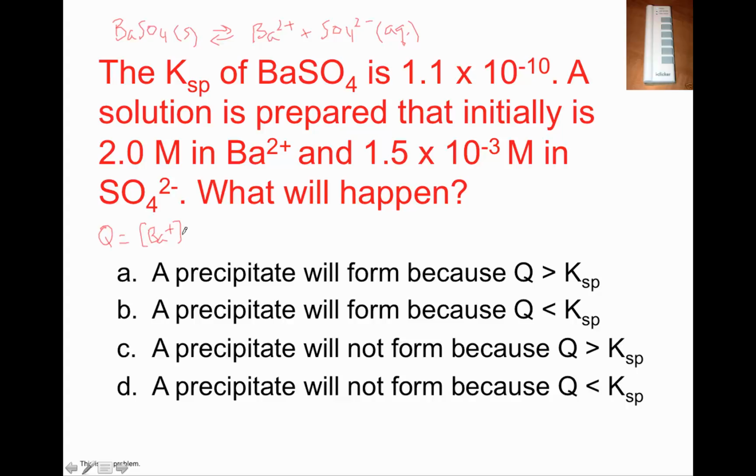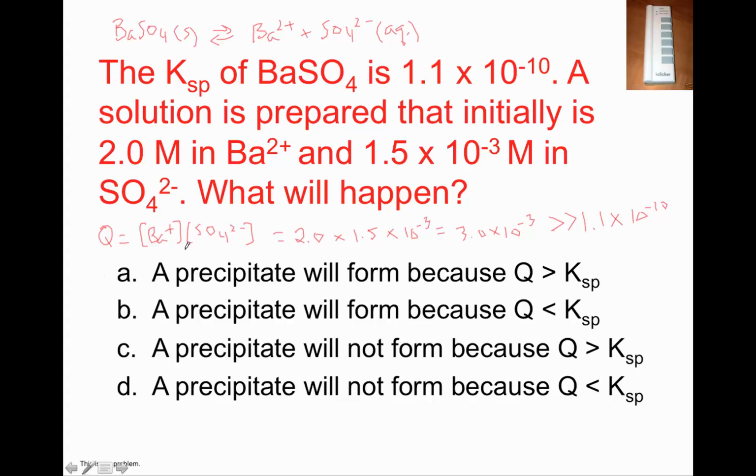So Q is equal to the concentration of barium times the concentration of sulfate. Again, this Q expression applies at any time under any set of conditions, so now I'm going to put in 2 times 1.5 times 10 to the minus 3, and this gives me 3 times 10 to the minus 3. Oh heavens, this is so much bigger than this right here. This is much, much bigger than 1.1 times 10 to the minus 10. So now our scenario is that Q is too big.